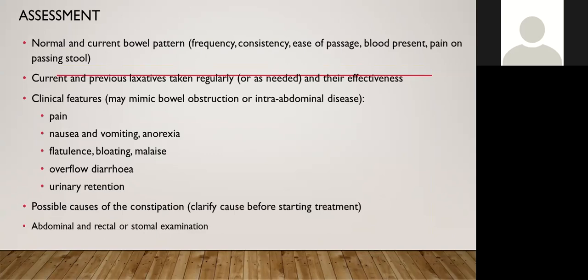Next slide. How do you assess a patient with constipation? Always ask about the normal bowel pattern. All the patients may not be having a normal going-to-toilet-every-day bowel pattern. So it's a change in their normal pattern. Look for the frequency, the consistency. Ask for the current and previous laxatives they have tried. Look for the clinical features, whether anything to worry about, whether there are any complications, and look for the possible causes of constipation. Next slide.